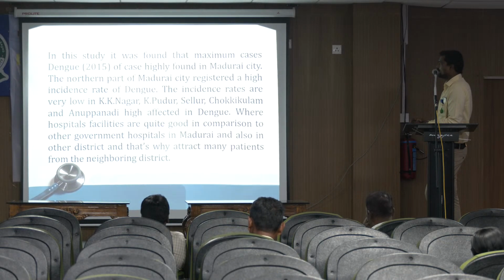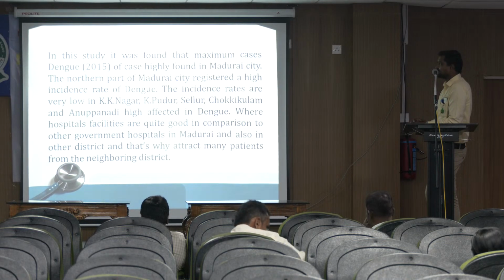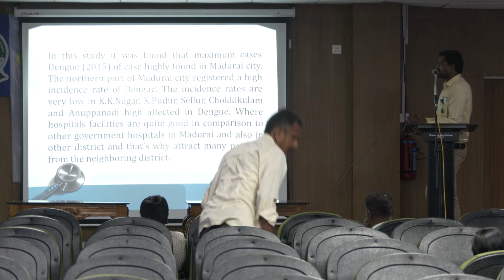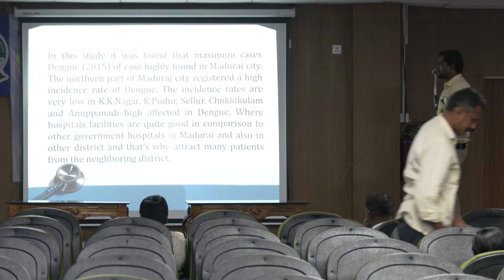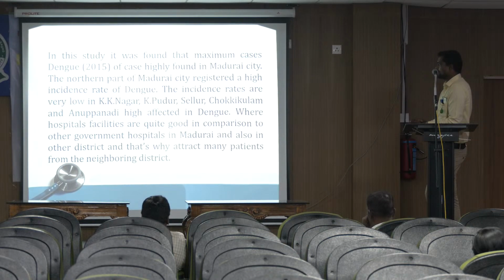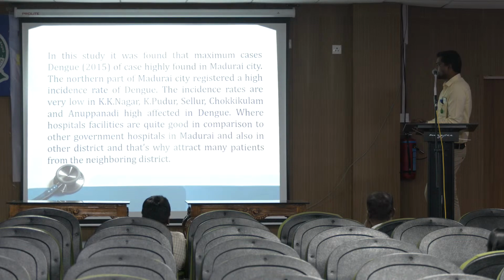Next. In this study, the maximum cases of dengue were found in 2015. Cases were highly found in Madurai city. The northern part of Madurai city registered high incidence of dengue in the interior area. It was very low in KK Nagar and Pudur. Sellur, Chokkikulam and Manupanadi were highly affected by dengue, where hospital facilities are better in comparison to other government hospitals in Madurai and the districts, and that attracts many patients from the neighboring districts.